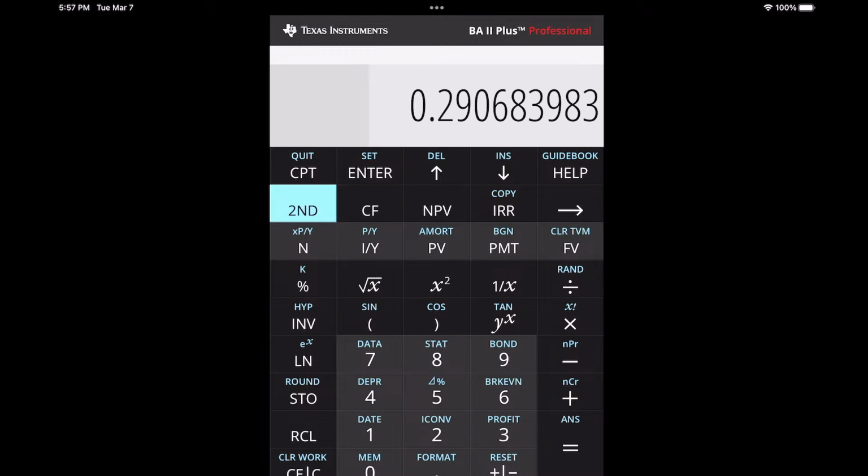Then I multiply by 500, divide by 1.01, and then divide by, in the brackets, 0.0605 minus recall 2, close bracket, equals, and I got the wrong answer. Okay, so I did something wrong. Let's do it again.